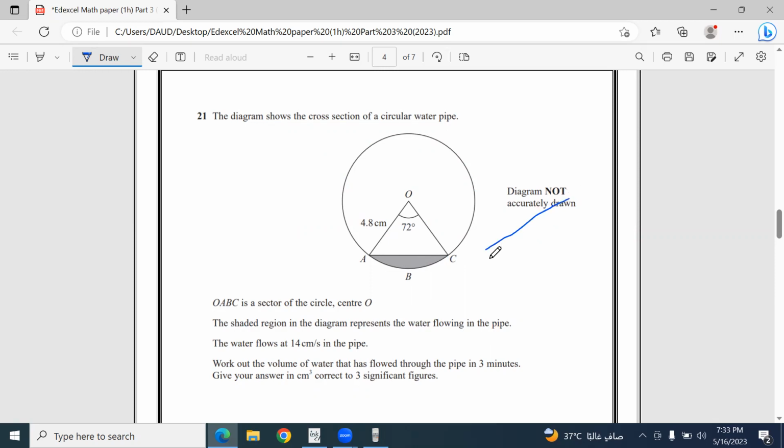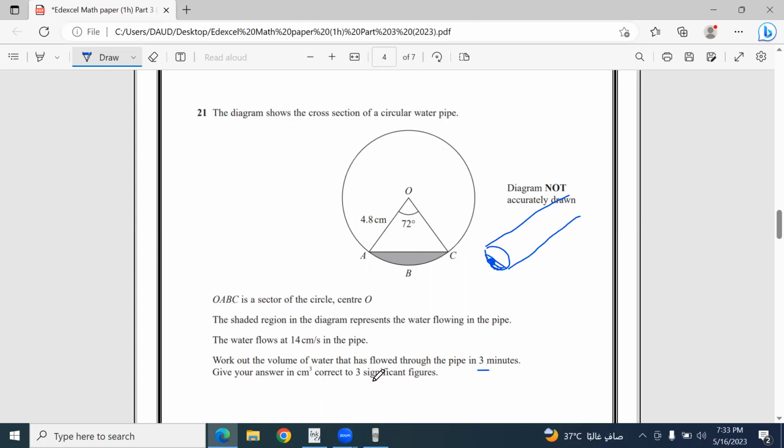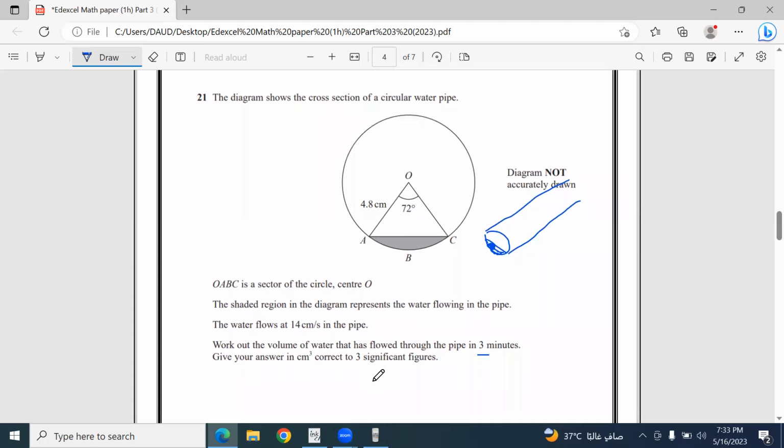The location of the pipe is, let's suppose, like that, and we will try to find this part's area first. They mention the water flows at 14 centimeters per second in the pipe. So work out the volume of water that has flowed through the pipe in 3 minutes. At the end, write your answer to 3 significant figures.